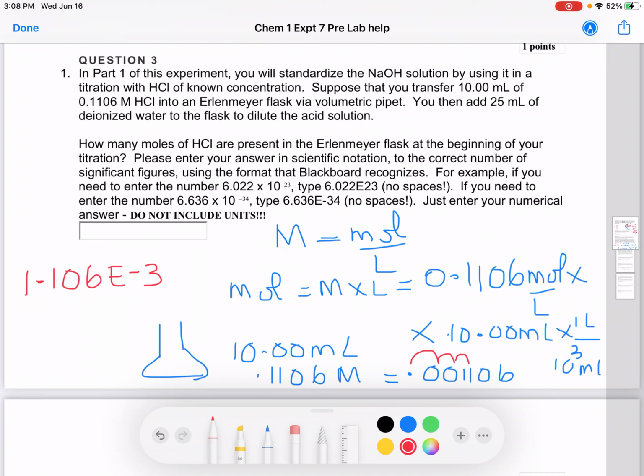So either 0.001106, or you can put 1.106 E negative 3. Okay. And then the next question.